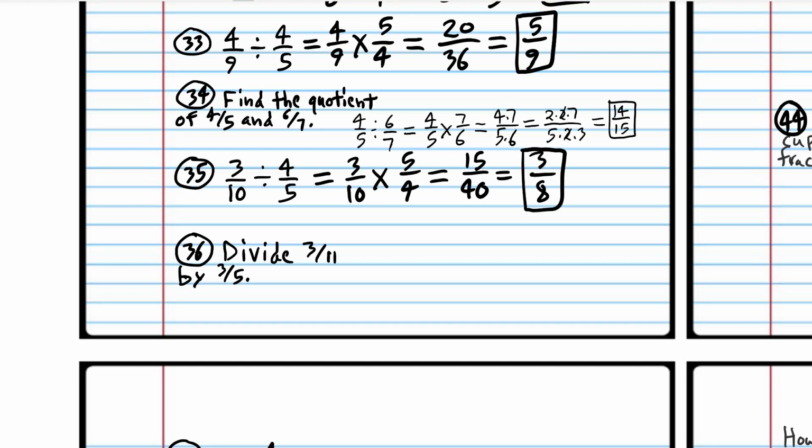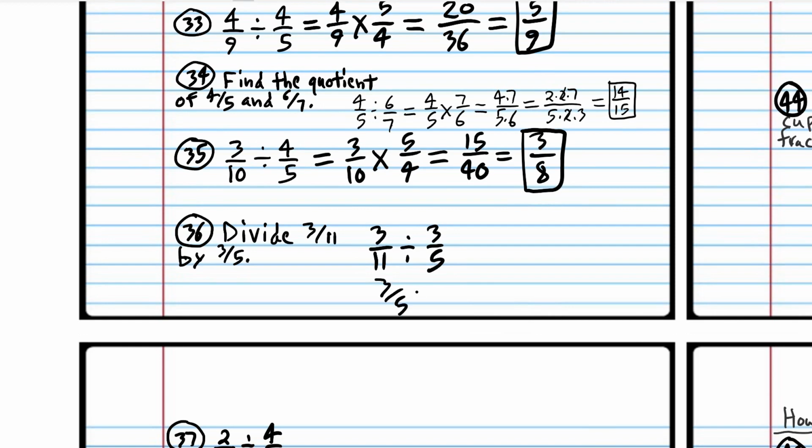Divide 3/11 by 3/5. So I'm going to set this one up for you. 3/11 by 3/5. Now, if you write 3/5 divided by 3/11, you're going to get the wrong answer. So be sure you set that up correctly. Whatever you're dividing by goes in the number to the right. That's called the divisor. So go ahead and attempt this problem, and when you come back, we'll do it together.